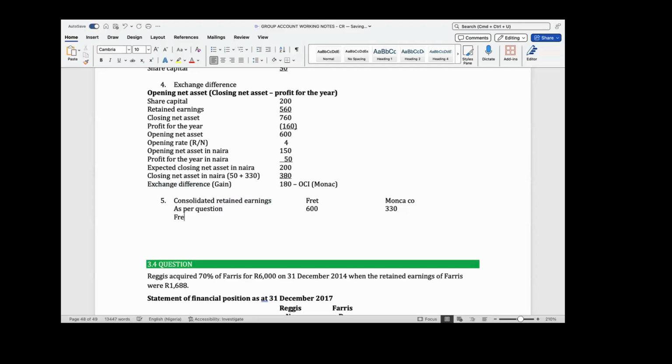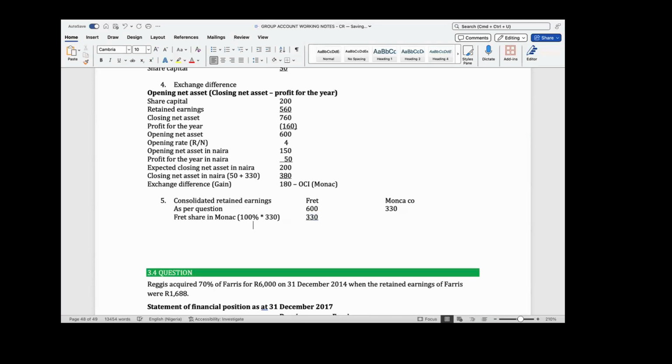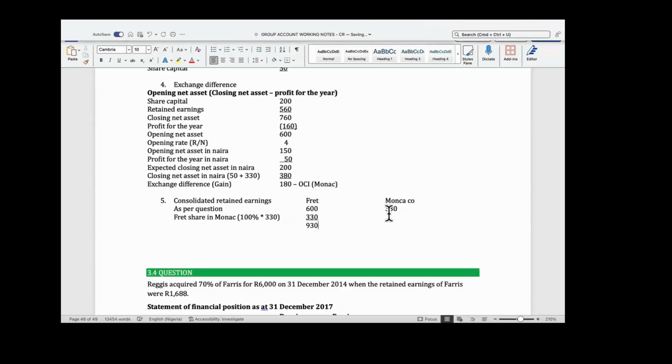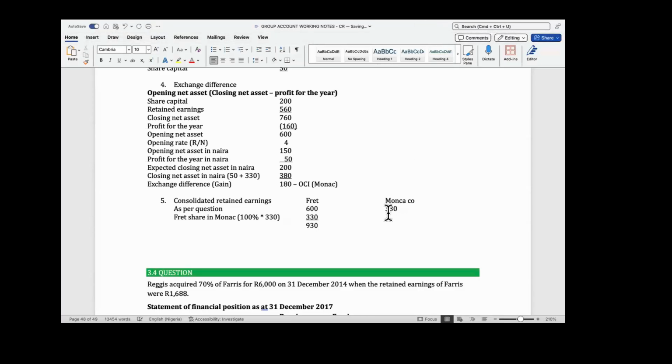So Fred's share in Monarch gets the entire 100%. It gets everything. That's how much? It gets the whole of the 930.